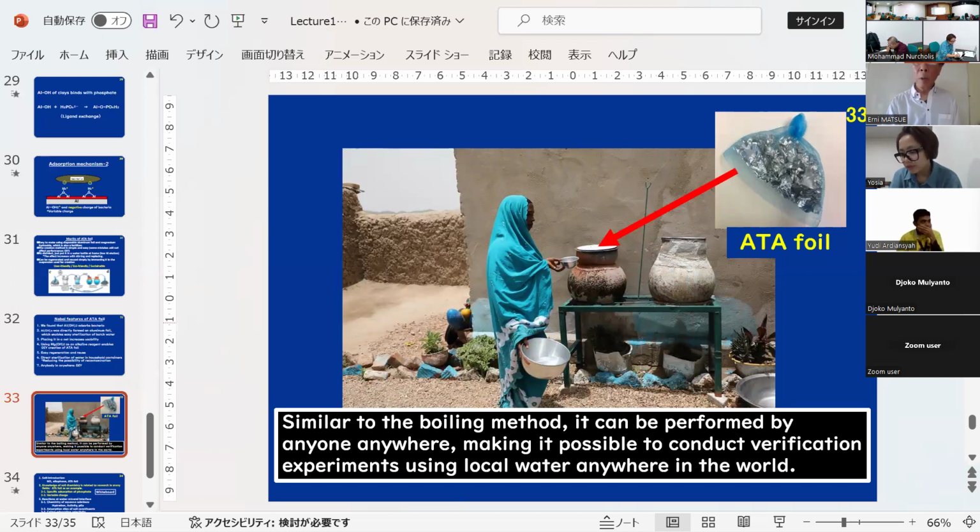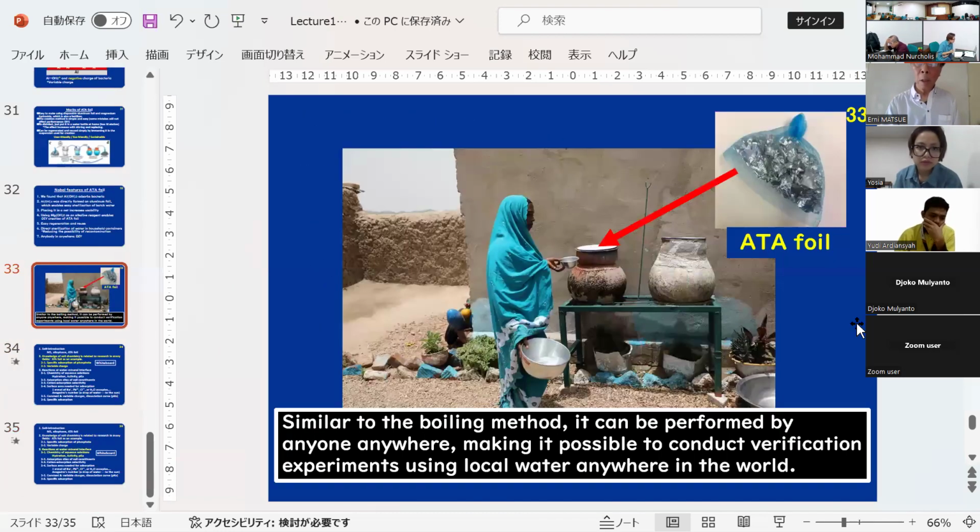Because we only checked E. coli, Salmonella, and so on. Anyway, we checked only 3 kinds of bacteria. And the effect depends on the temperature and water quality. Then I must say that verification experiments should be conducted before using this method.